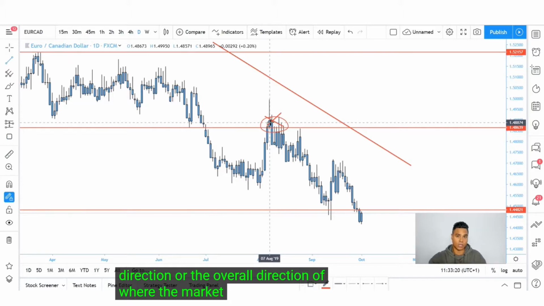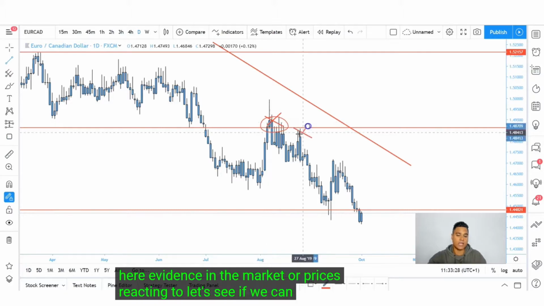We have here evidence in the market of what price is reacting to. Let's see if we can collect enough evidence, along with the two confluences we have, to look for a potential entry. Now, moving from the weekly to daily, remember we said we only need 3 time frames. So let's move on to the 4-hourly time frame.